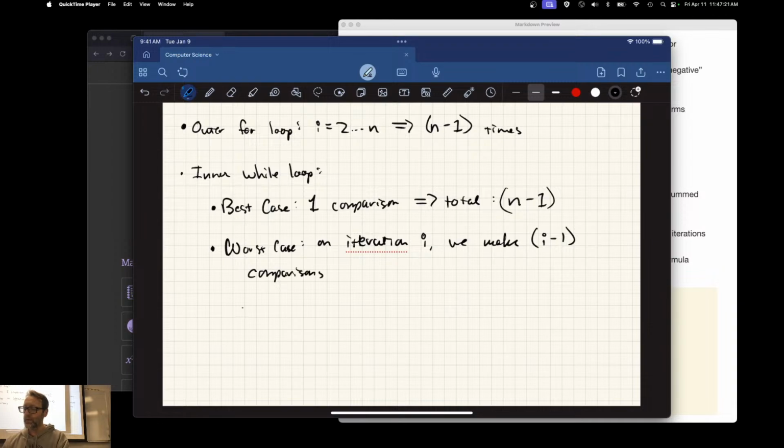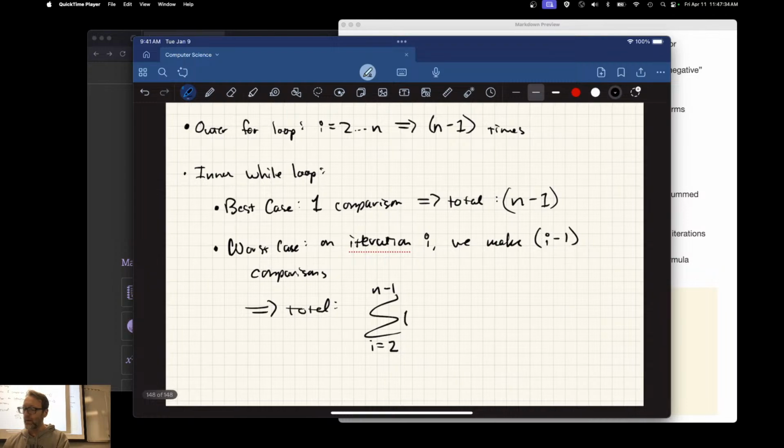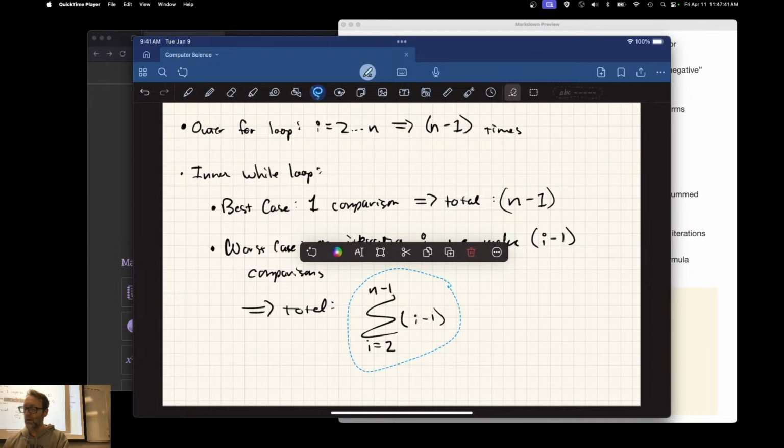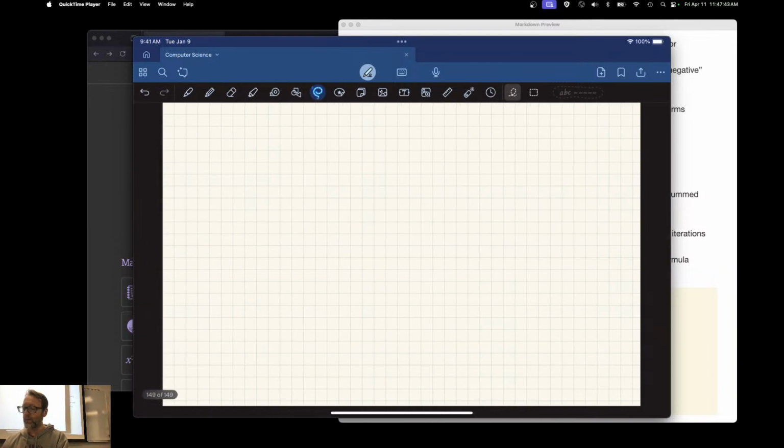Right? So what's the total here? It's going to be another summation. I running from 2 up to n minus 1. That's the outer for loop there. And then you're making I minus 1 comparisons on each iteration. Right? Duplicate that and come over here to solve it. Summation of sums is equal to the sum of summations. So I starting at 2 up to n minus 1.